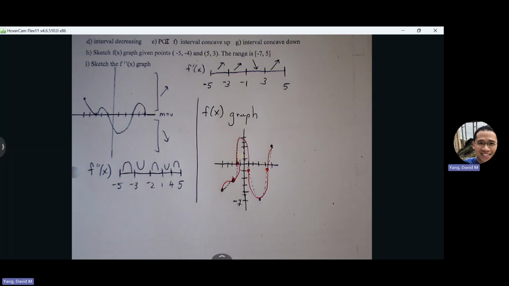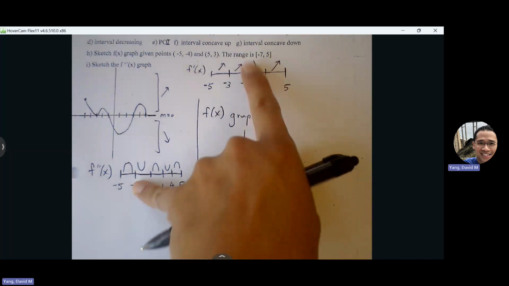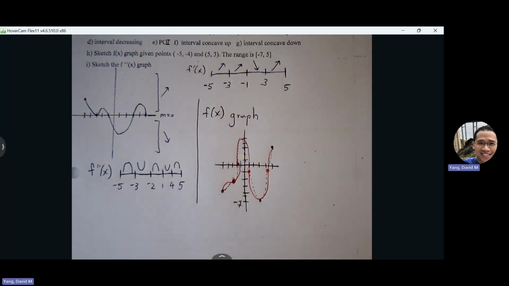Okay, everyone okay with your f of x graph using both the sign line? The sign line will get you your path. Your concavity will update it with the proper curvature.